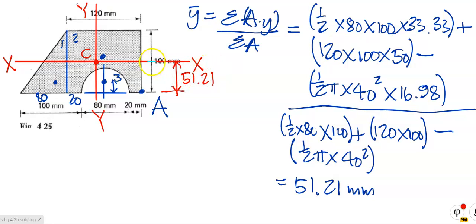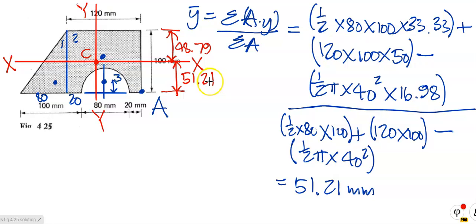millimeters, then the distance from the x axis to the topmost fibers must be equal to 100 minus that. So let's do that quickly. I'm going to say minus 100, and I get 48.79. Okay, so the distance from there to there is 48.79. So, if you worked from this point down here, you would have gotten that one. But we work from this point up, we got that one.